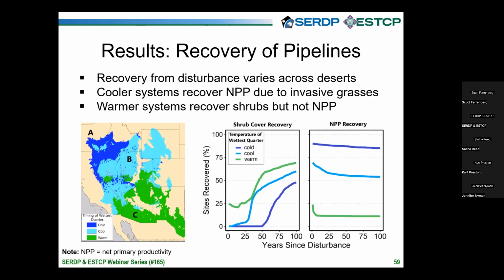What he discovered, before I try to walk us through the panels, is that the cooler the system, the more rapidly and the higher rate they recover in their net primary productivity. So total productivity tends to increase in the cooler zones after disturbance more rapidly than in the warmer. And the warmer systems recover their shrubs to a greater degree than the cooler systems, but they don't recover their productivity. And we'll walk through these figures and I'll explain some of the reasons why.